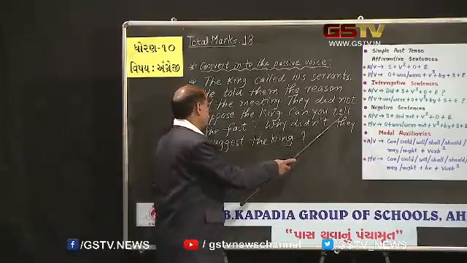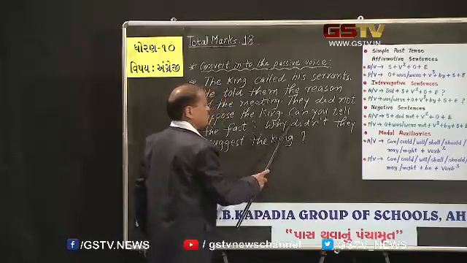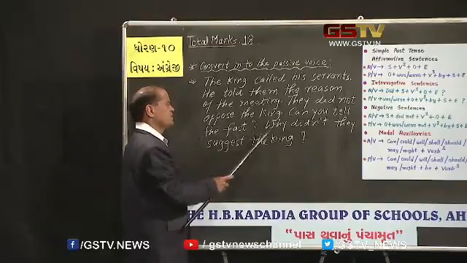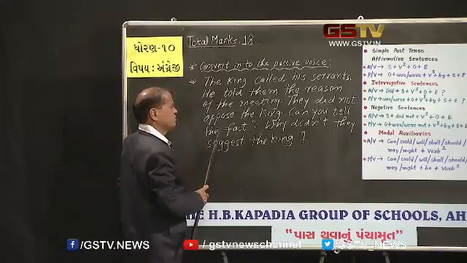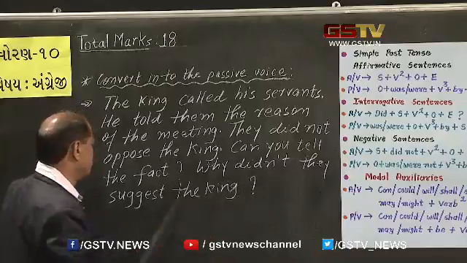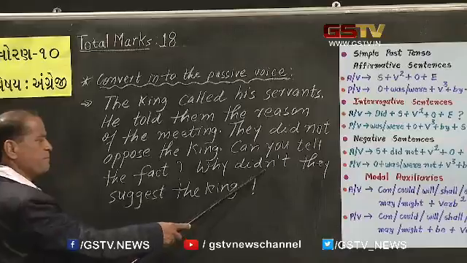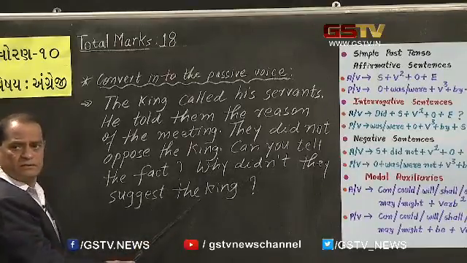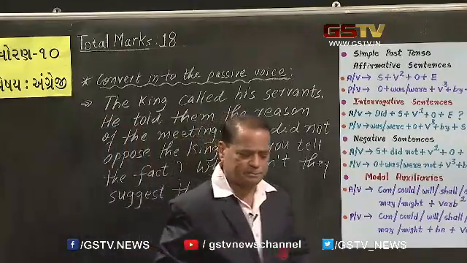Then, can you tell the fact? This sentence is in modal auxiliary form; you is the subject, tell is the verb, and the fact is the object. Modal auxiliary does not change its place. Can the fact be told by you? Why didn't they suggest the king? So, why didn't is replaced by was here. So, why was the king not suggested by them?